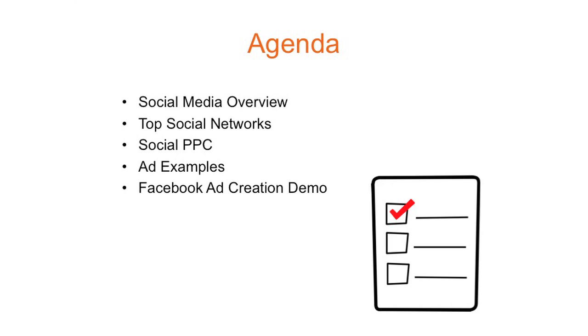We'll look at social PPC, social pay-per-click advertising. We're going to look at some ad examples, what's out there right now. And then we're going to do a demo of creating a Facebook ad and some of the things you can do with Facebook advertising. It's really neat. So first, we're going to look at this video here of 2014 social media trends. I think you're going to be really caught off guard by how startling some of these statistics are.